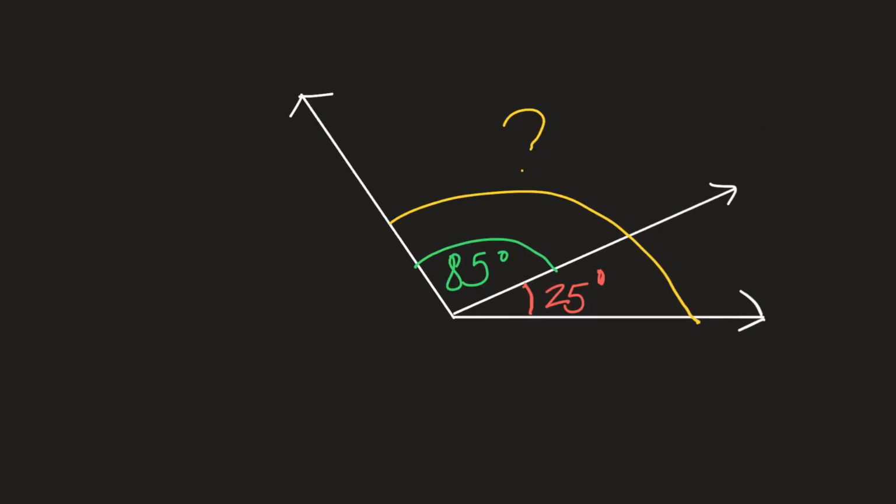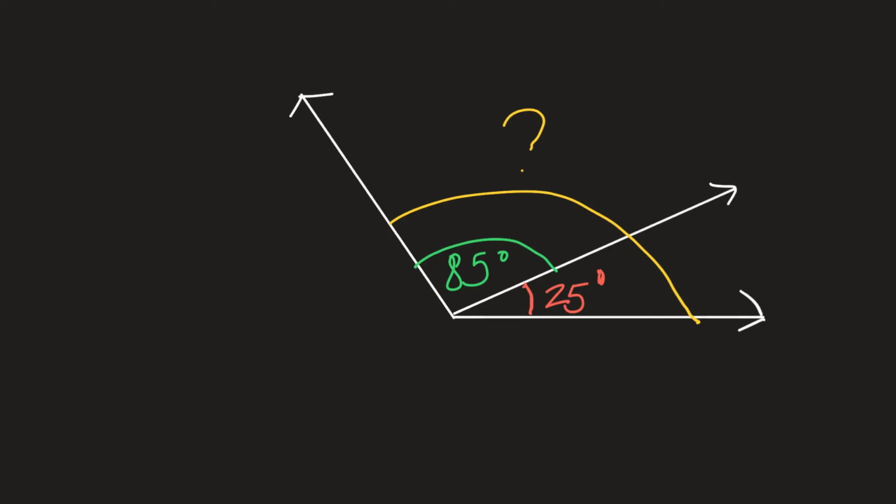So here we have the opposite. For that one, we had to subtract. For this one, we're going to have to add, because we have this angle here, which is 85 degrees. This angle right here is 25 degrees. And we want to know the measure of this whole thing. So to find that, we're going to add.